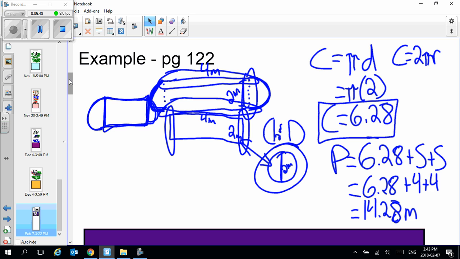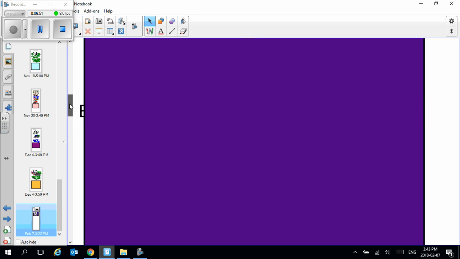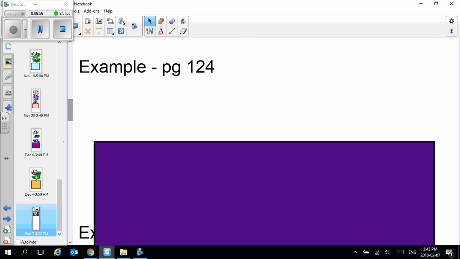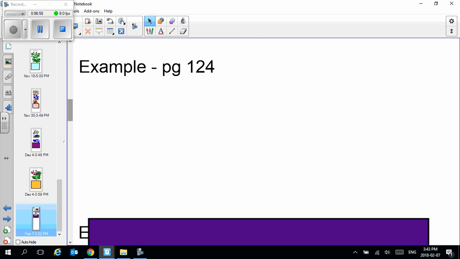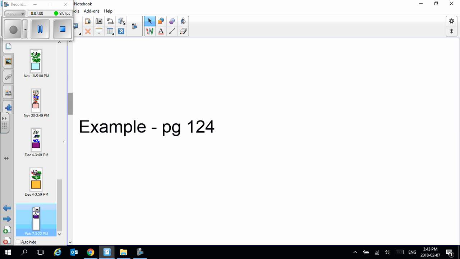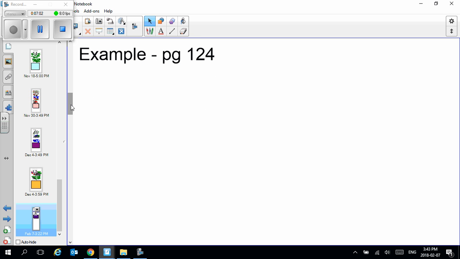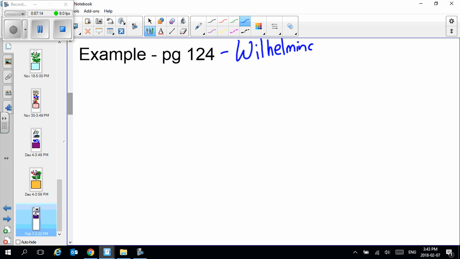What they want us to do next is we're covering some new material. We're looking at the imperial system of measurement. We're looking at feet and inches. Okay, so they've got an example on page 124 of Wilhelmina. So she's a seamstress.